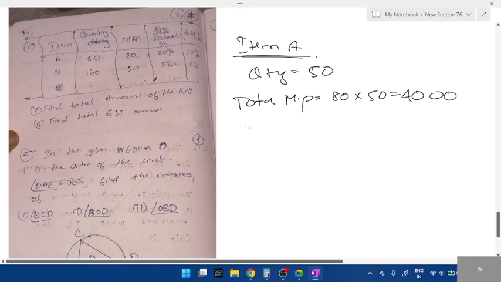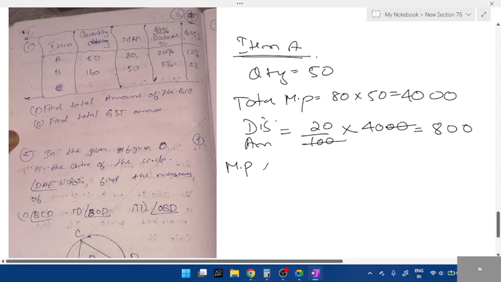Remember this, GST should be the last calculation. Before that, if discount is given, use discount. Discount percentage is given. How do you calculate the discount amount? 20 divided by 100 into this 4,000. 800. Then this is the amount, student. Remove this. So write mark price excluding, because you have to exclude the discount. Excluding means removing. Including means addition.